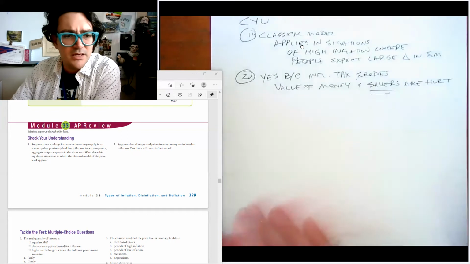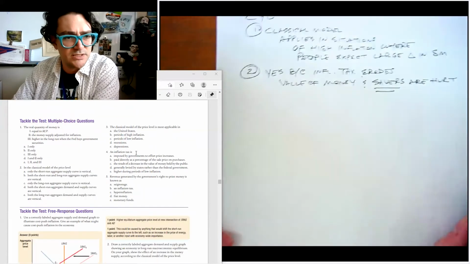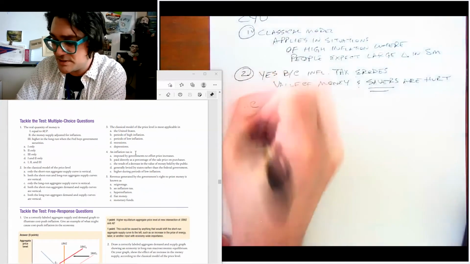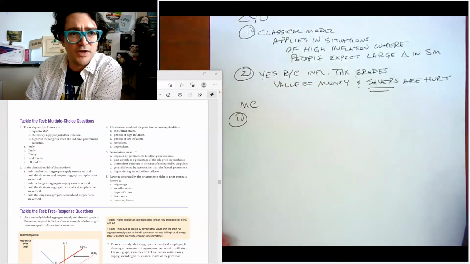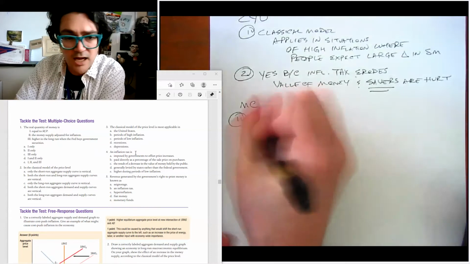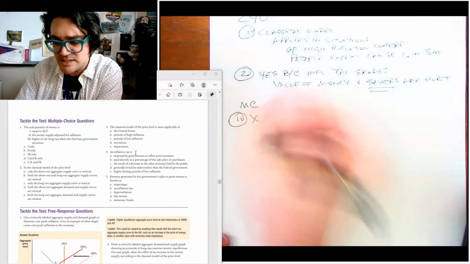Let's take a look at these multiple choice questions. First one, I'm just going to tell you right off the bat, I don't like this question. It does not have anything to do with the material in our class. So I'm going to X that one out and say don't worry about it.